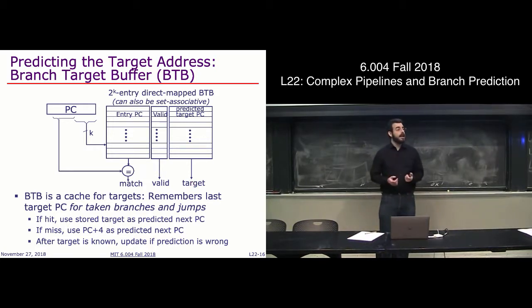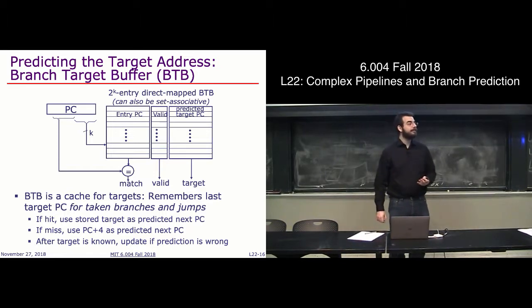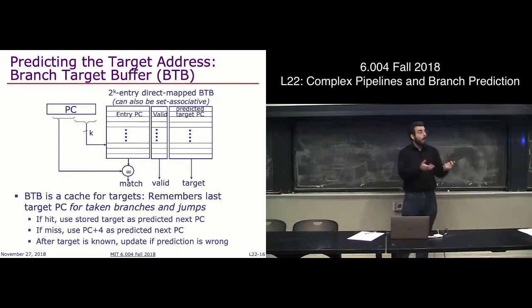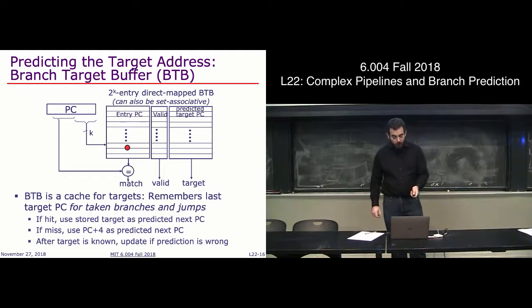If there isn't a hit, or we hit on some invalid line, then we'll just use PC plus 4. The key idea here is that for taken branches and for jumps, we are going to have an entry that tells us what the next PC should be. We're going to train this BTB so that whenever we see a taken branch or a jump, we store the PC, target PC pair in this little cache. Then when we run through it next, we'll make the right prediction, assuming the branch is still taken.